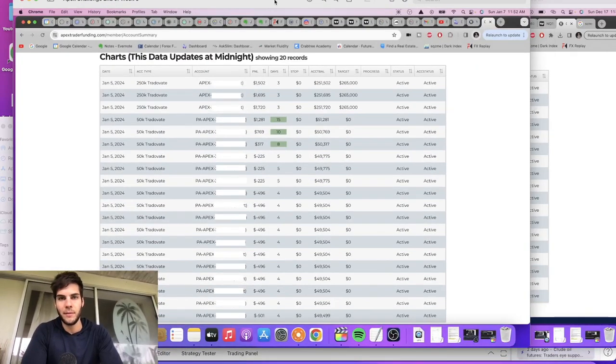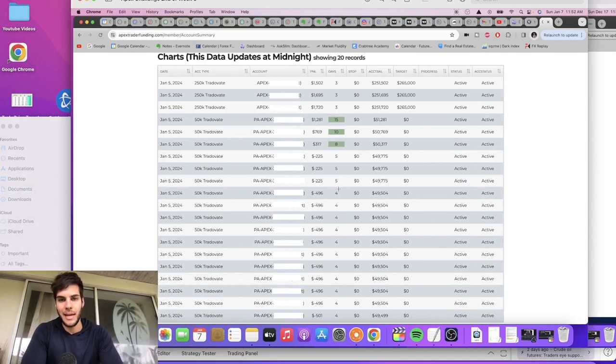So end of week five is right here. And this was last week where we were down 500 on the 50K accounts. You can see the account balances. The 250K accounts, I bought a few of them, got it to 20 accounts. As you can see, showing 20 records. I had three 250K account challenges. That's why it says Apex, 17 funded accounts. And those fresh PA accounts were down 500 on the week.